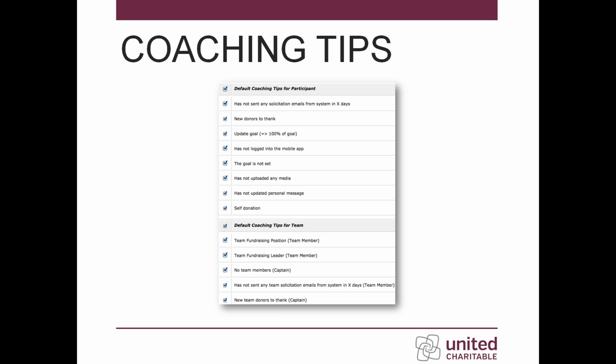As a program manager, you won't have that access, but the fundraisers do. And you can set up how many days. So for example, if they haven't sent out a solicitation email in 10 days, you can set that up and they will be automatically notified without you having to do anything. So you would just pre-set it up before the campaign launches. It's also reminders for new donors to thank. Maybe they've reached their goal already and you want them to update their goal, or they haven't set their goal yet. So this system has a lot of automated features that are really great.